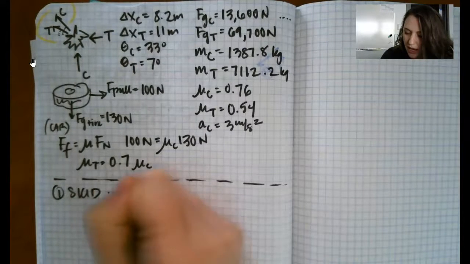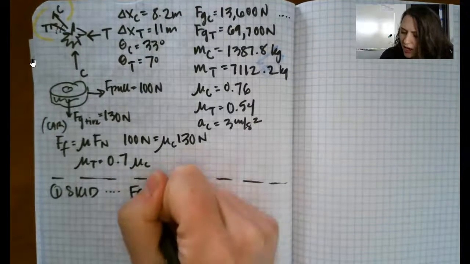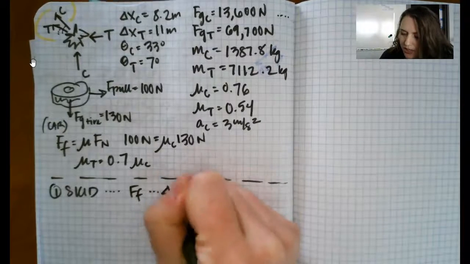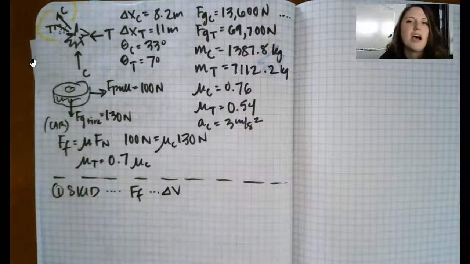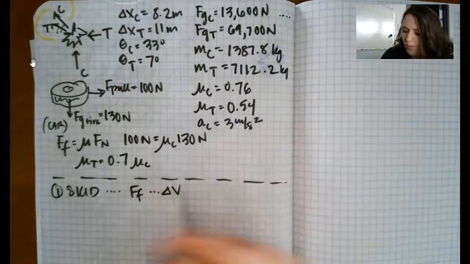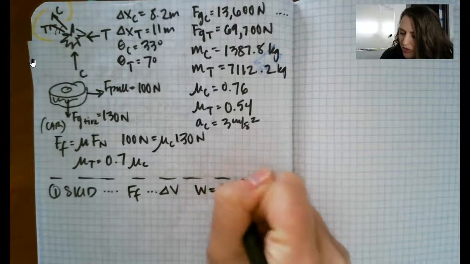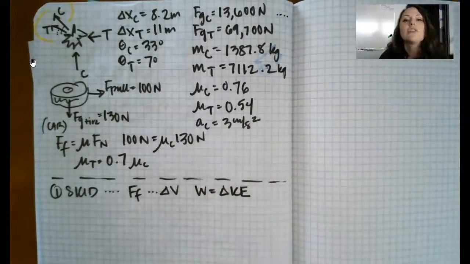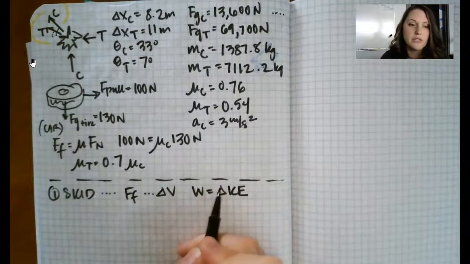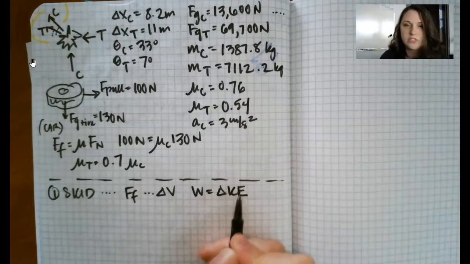When I think about what's happening there, I know that the force of friction is part of the skid. I know that there's a change in velocity during that skid because it's coming to a stop at the end of the skid. So my first thought is that the best approach is to consider how much work friction is doing to reduce the kinetic energy of this object. So I can use the work-kinetic energy theorem to solve for a change in velocity.